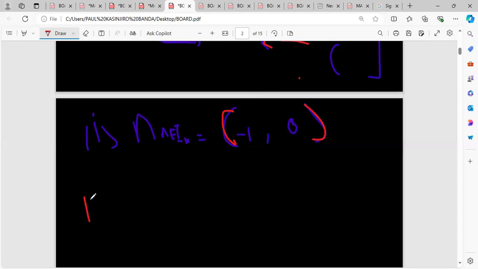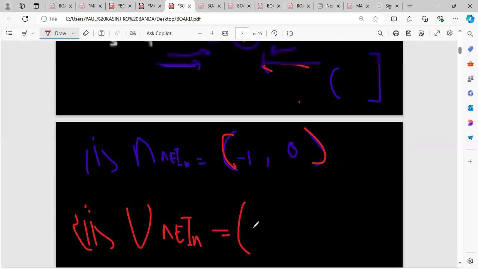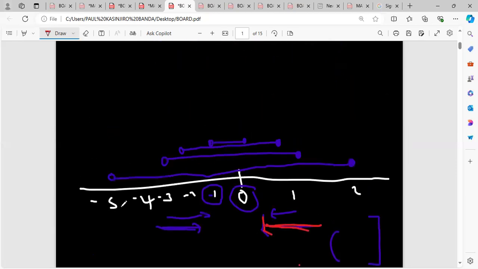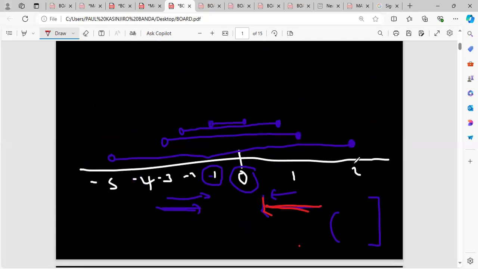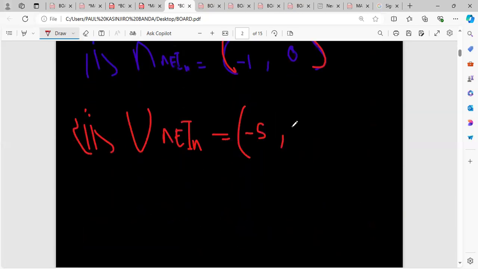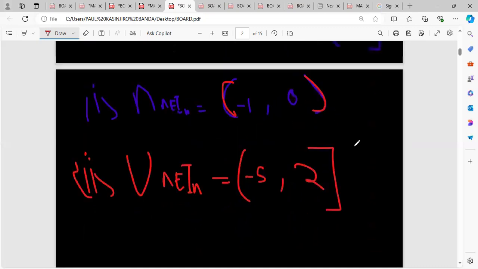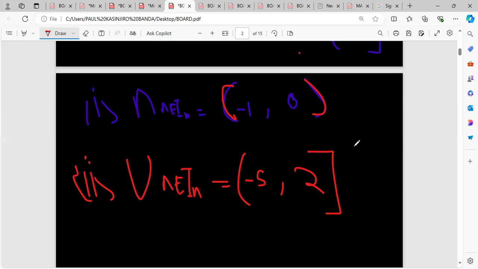Okay, but for the union, it will be very simple, right? So for the union, you just get the endpoints. So the first one, we said it's from -5 there. So open -5, and then all the way to the 2 is included here. The 2 is included here. So it means that we actually put a square bracket like that. So these are our two answers there.